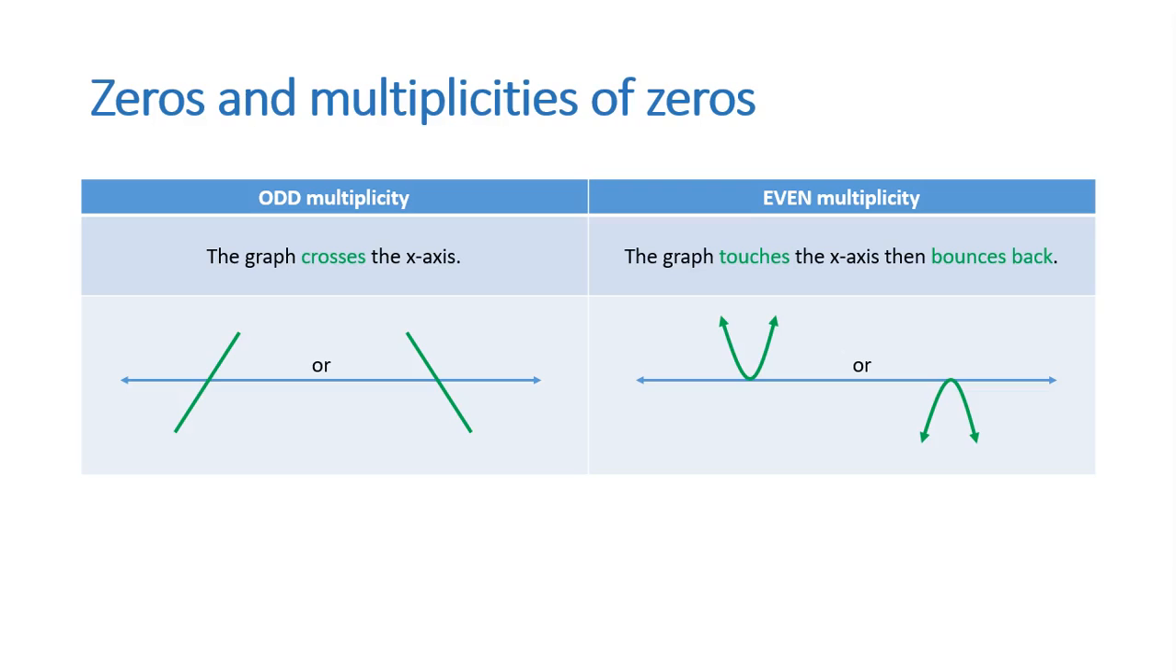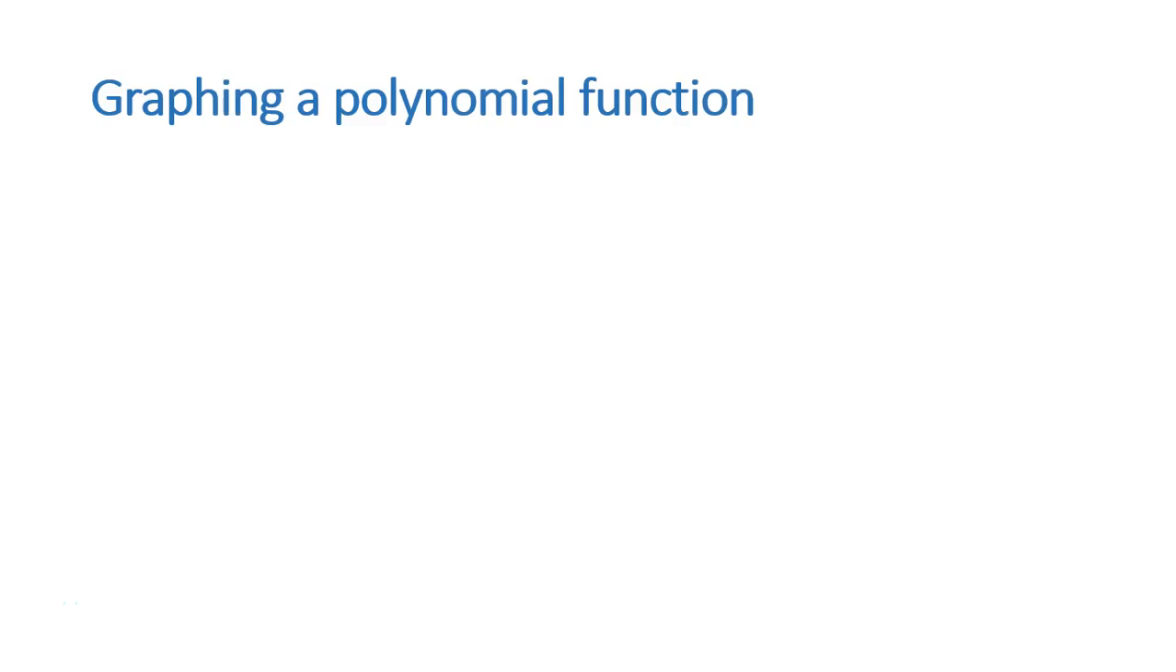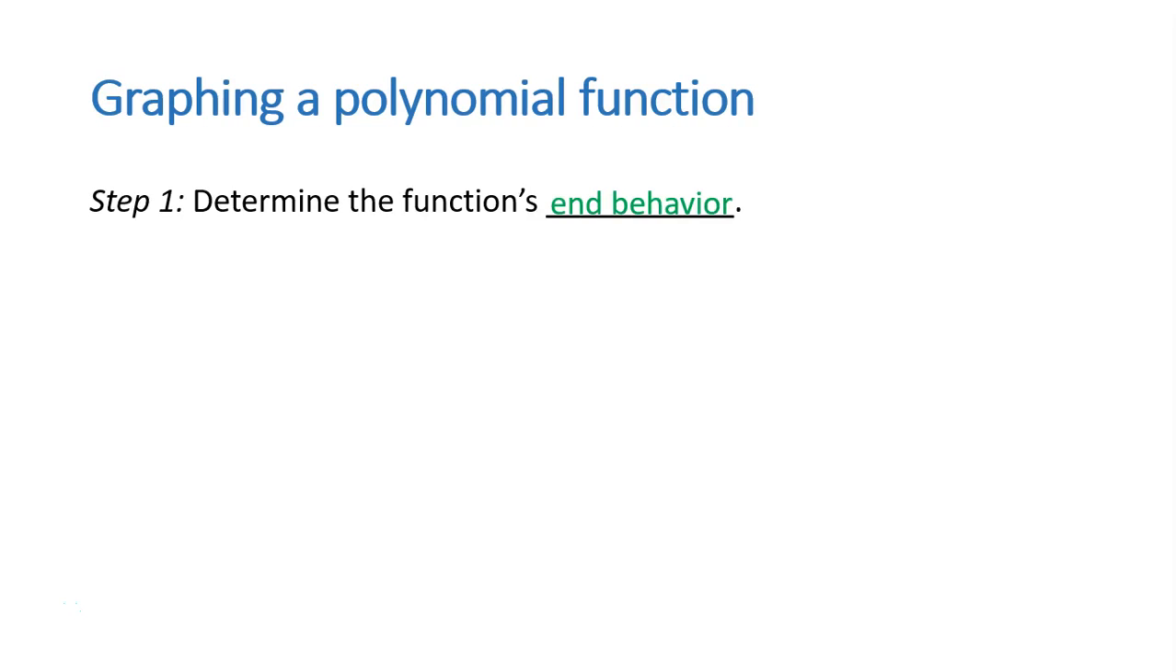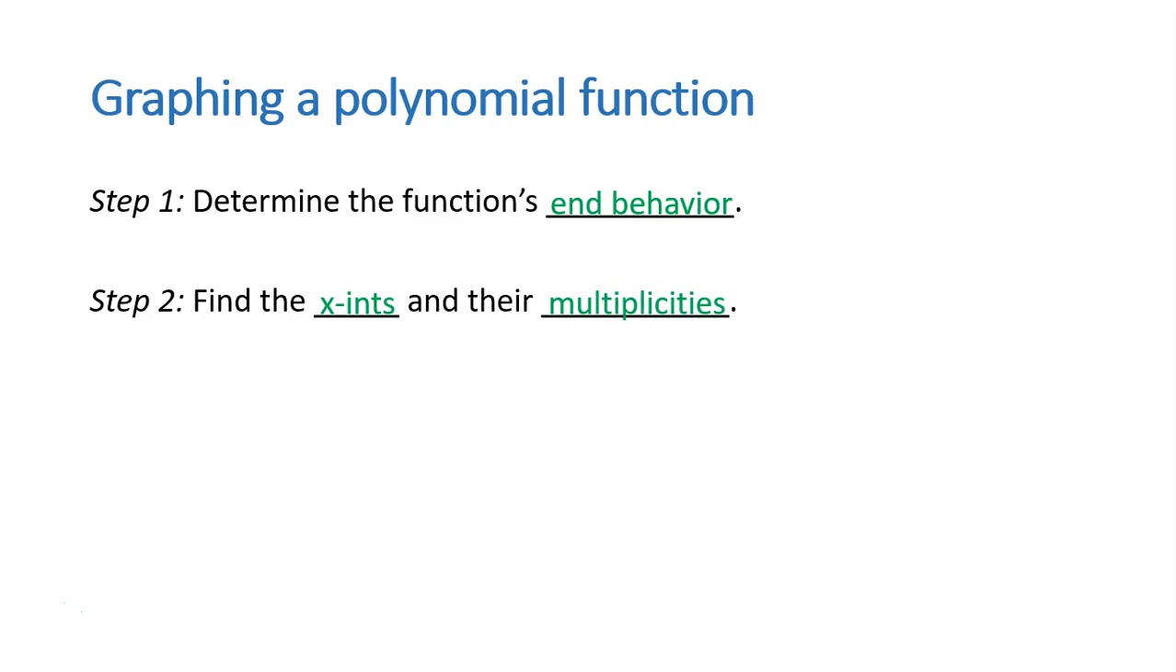So once we have our end behavior, where our tails are pointing, and once we have our zeros, in other words, what's happening between those tails, we essentially have enough to put together and give a fairly accurate graph of our polynomial function. So when we graph our polynomial function, we're going to follow 4 basic steps each time. Step 1 is to determine the function's end behavior. So we apply the leading term test, we determine where the arrows are pointing. Step 2 is to find the x-intercepts and their multiplicities.